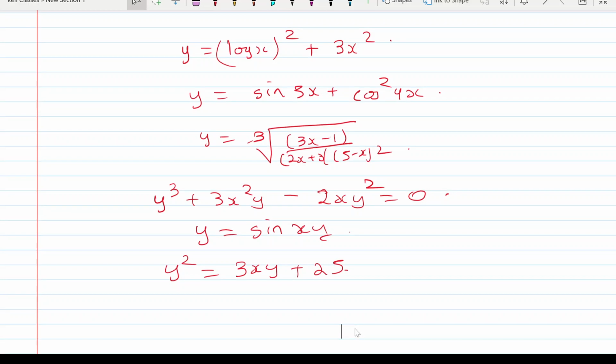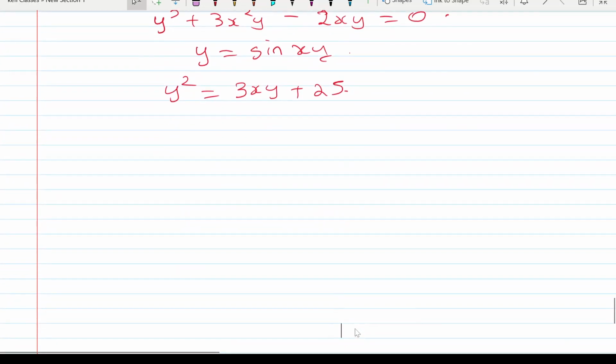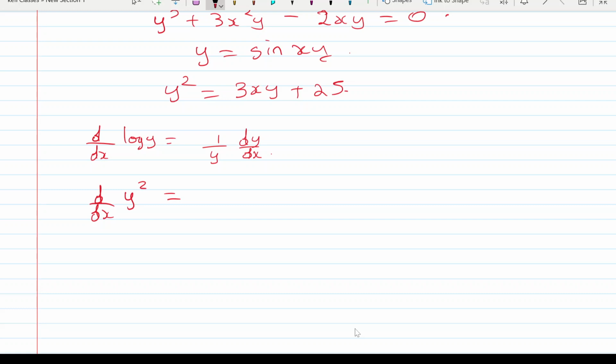So how do we take its derivative? One result we have already seen, your favorite: d by dx of log y is 1 upon y dy by dx. So if y is an implicit function, we already have one result, though it was from the explicit part: d by dx of log y is 1 upon y dy by dx. But now suppose I want to find d by dx of y square, for example.